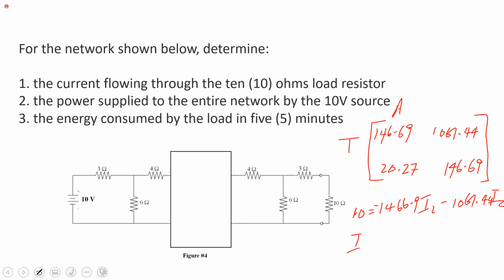And then I1 is equal to minus 202.7 I2 minus 146.69 I2. All right. And I think from this, everybody should be able to complete the solution.